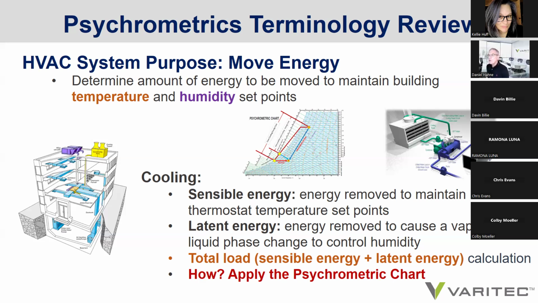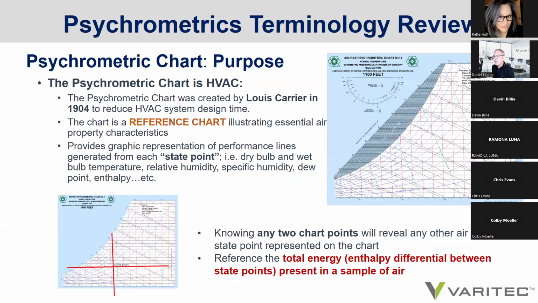Well, how do we do that? How do we calculate that? We apply the psychrometric chart. To remind you, the psychrometric chart is simply a reference chart. If we know a state point on the chart defined by two properties of air, such as dry bulb temperature and wet bulb temperature, or dry bulb temperature and relative humidity, we can determine any other air property of that air state at any given condition.